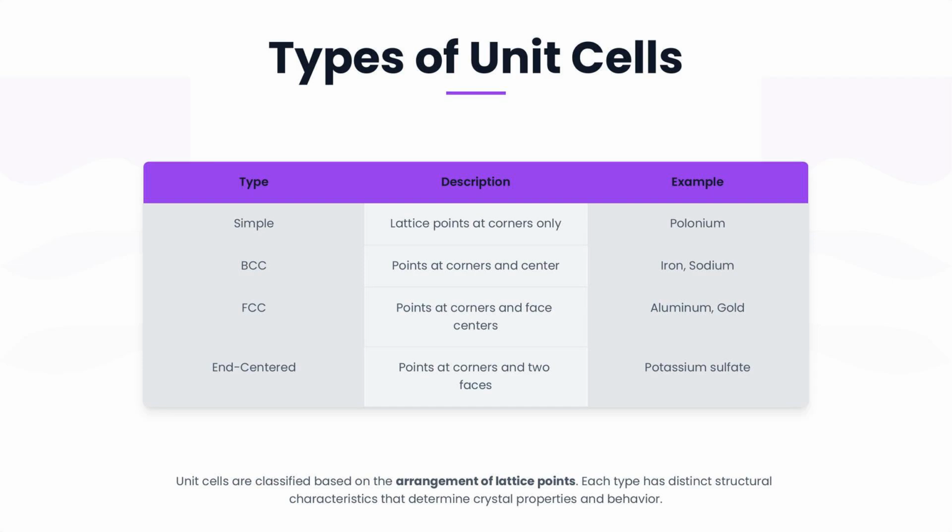Unit cells are the basic repeating units in crystal structures. There are 4 main types based on where lattice points are located. Simple unit cells have points only at the 8 corners. Body-centered cubic, or BCC, has additional points at the geometric center. Face-centered cubic, or FCC, has points at all 6 face centers plus corners. End-centered has points at 2 opposite face centers and corners. Understanding these types helps predict material properties.